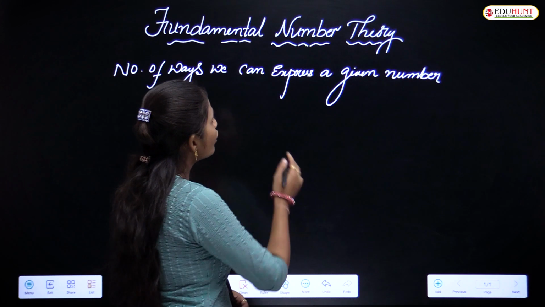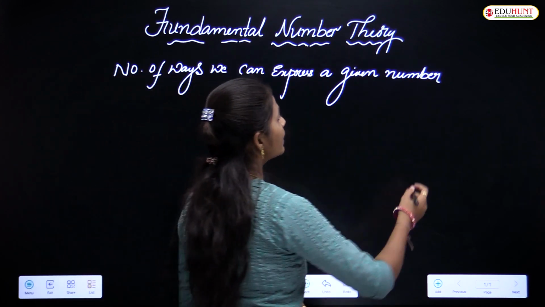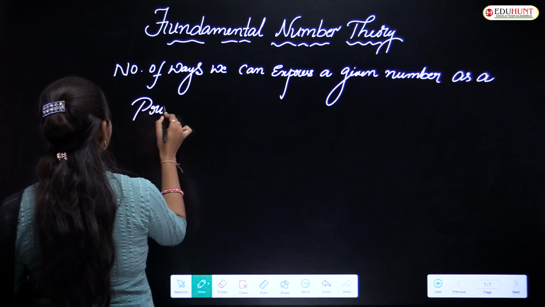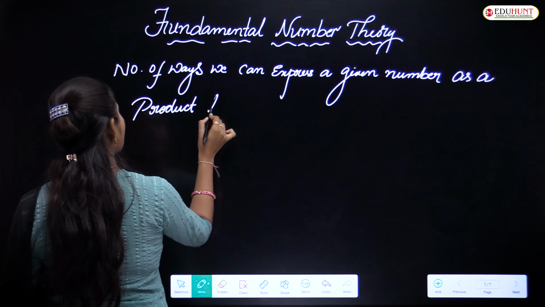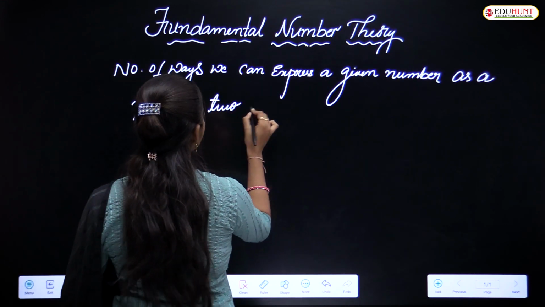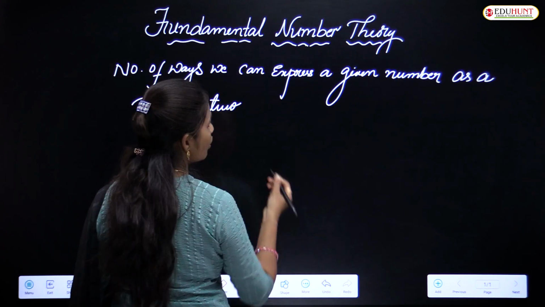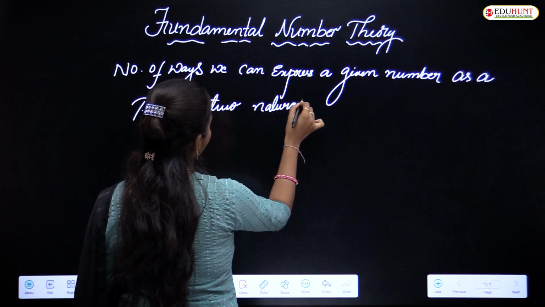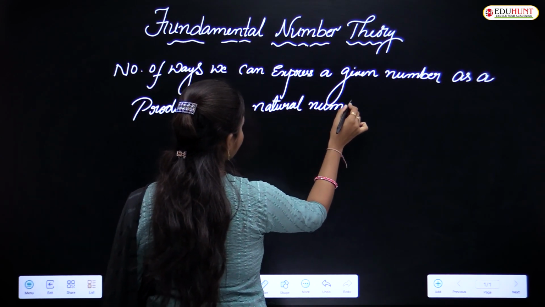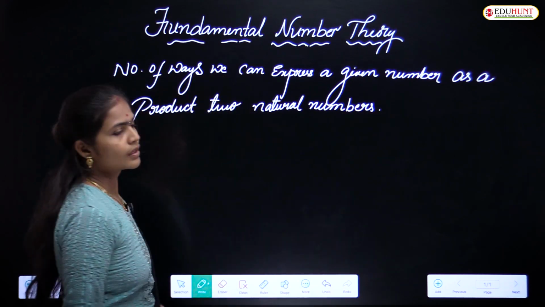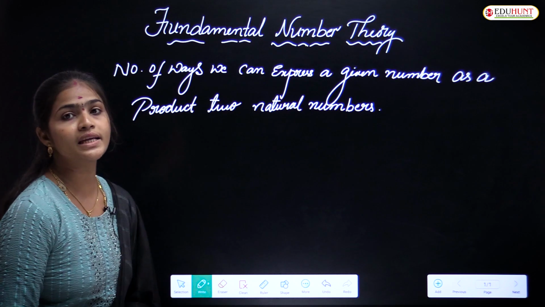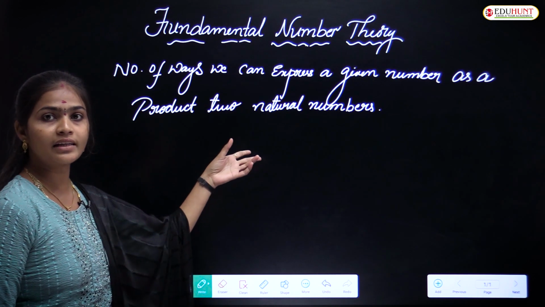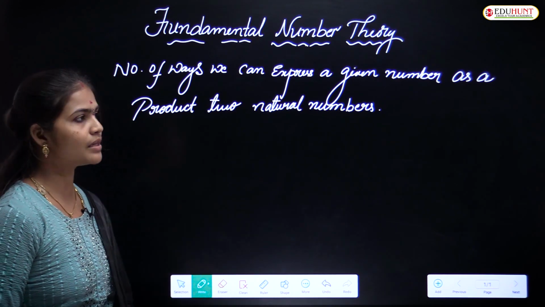So next one is the number of ways we can express a given number as a product of two numbers, or two different numbers, or two distinct numbers, or whatever it may be, two natural numbers or two counting numbers. Just see the number of ways we can express a given number as a product of two natural numbers. Here, maybe we can take two equal factors also.